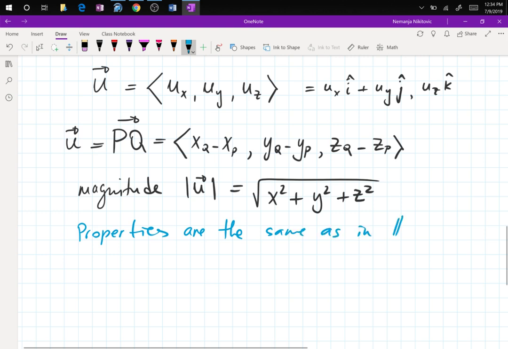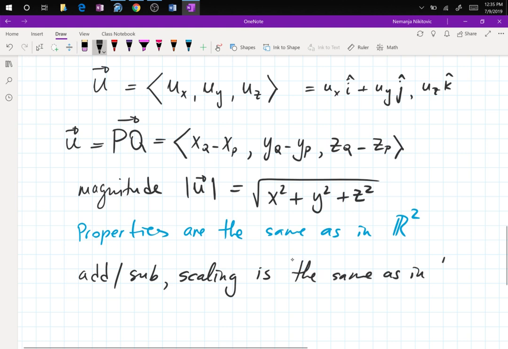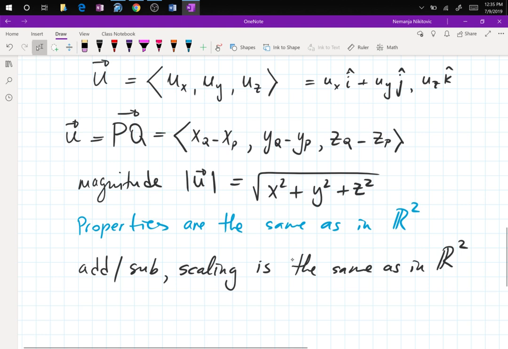As in R2. And what else do we have? Add, subtract, scalar multiplication, the same. So add, subtract, scaling is the same as in R2. So you just need to add an extra component.